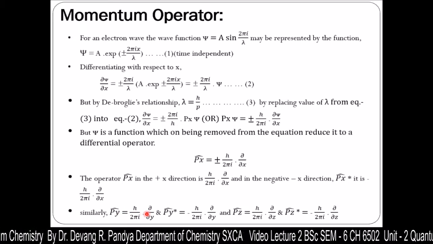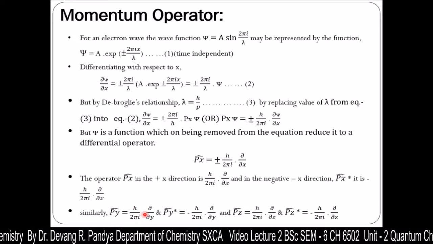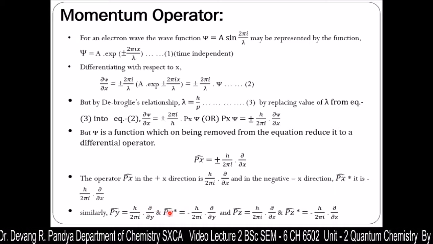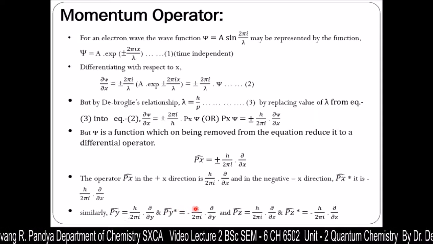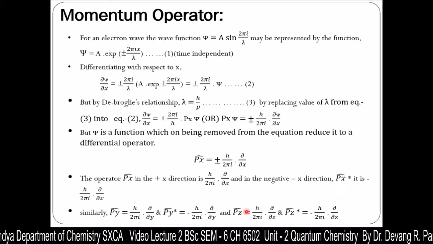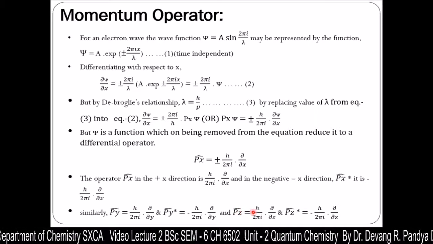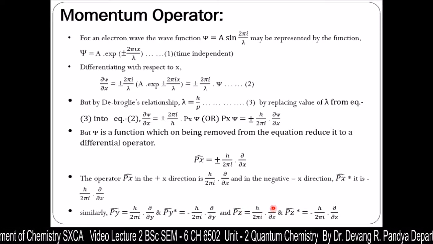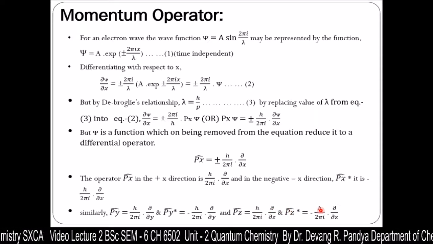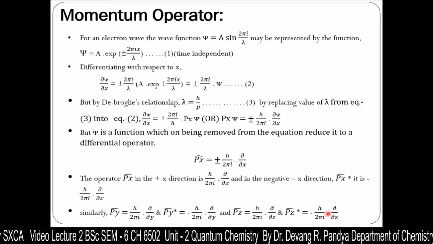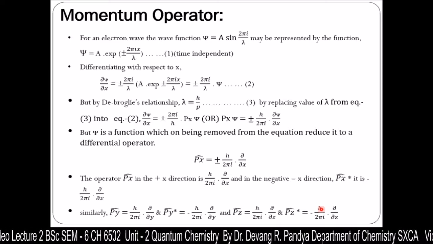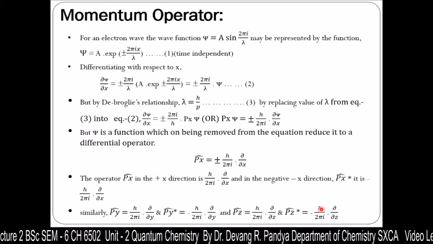Similarly, py can be represented as h upon 2 pi i d by dy, that is on the plus y side, and py star, that is minus h upon 2 pi i d by dy on the minus y side. And similarly in Cartesian coordinates, pz, that is h upon 2 pi i d by dz, on the plus side, and pz star, that is minus h upon 2 pi i d by dz on the minus side of the z component. So this way you can get the momentum operator.